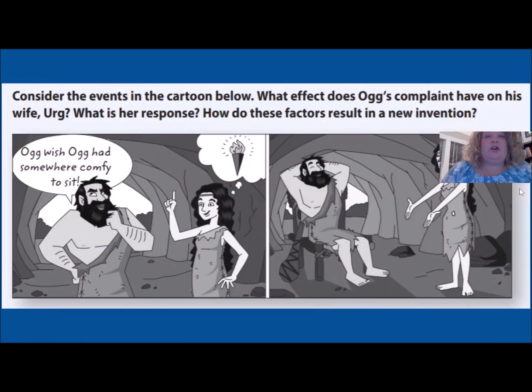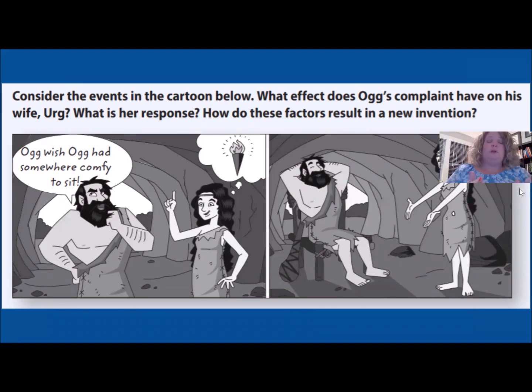We're going to look at this cartoon, and I want us to consider the events in the cartoon below. What effect does Og's complaint have on his wife, Erg? And what is her response? And how do these factors result in a new invention? These are the things I want you to think about.